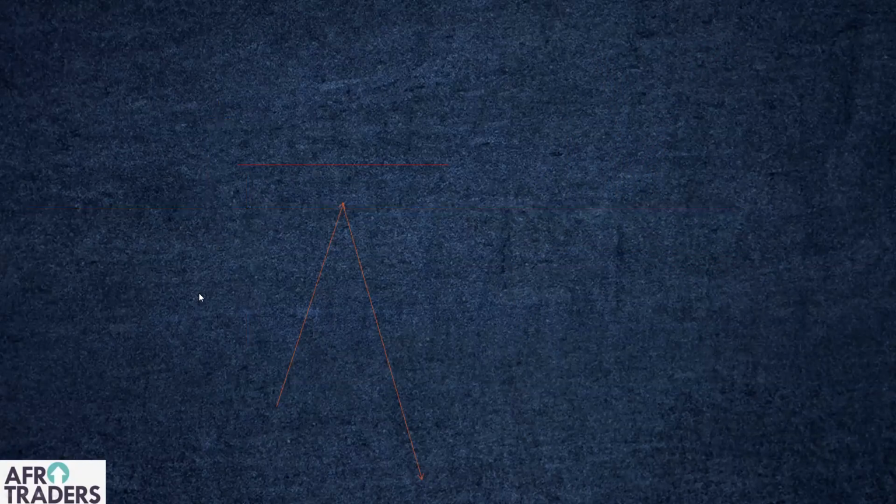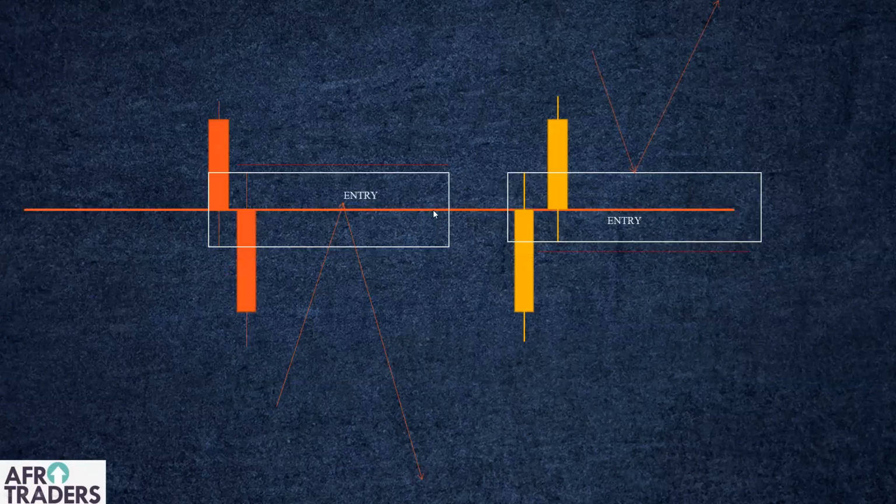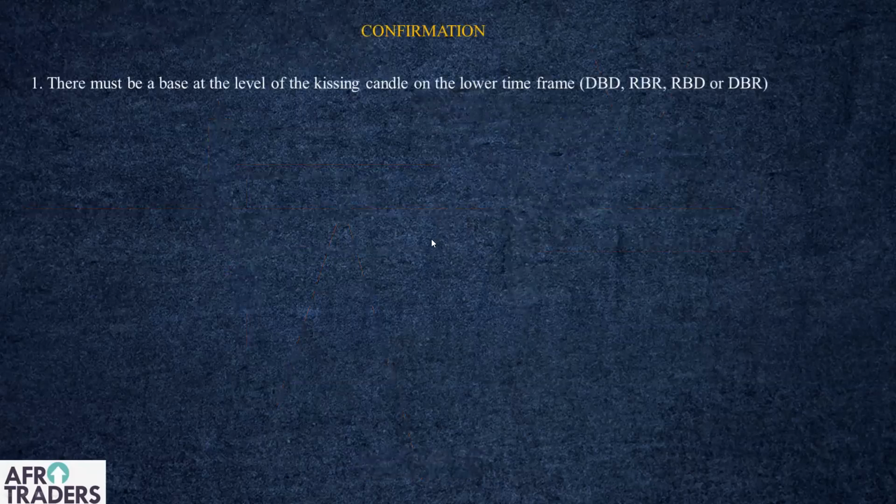Okay, I think it's supposed to be marked like this. So this whole thing is the base, and the entry is somewhere in the middle. Okay, so this is how it looks. You want to confirm the hidden base.